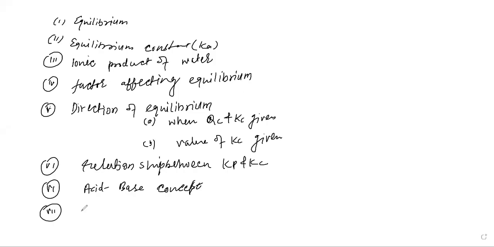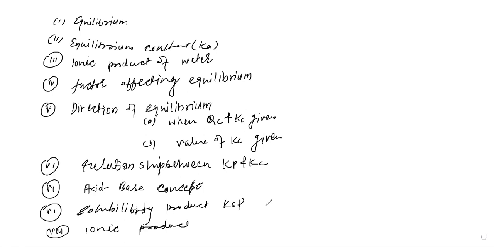Important. Okay. Solubility product, that is Ksp. Eighth number, ionic product. What is there? Qsp.